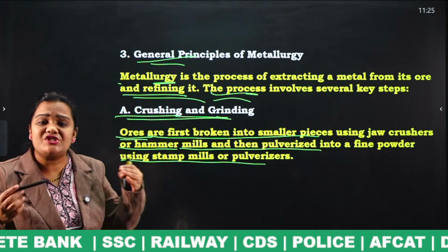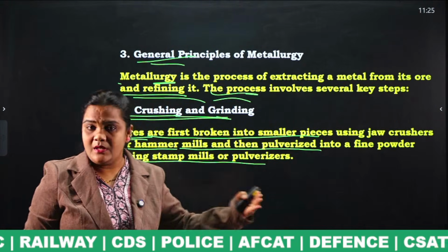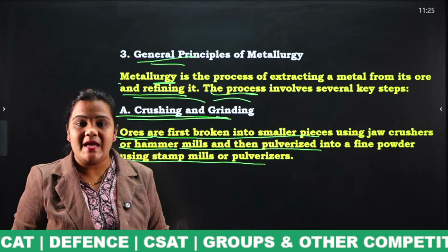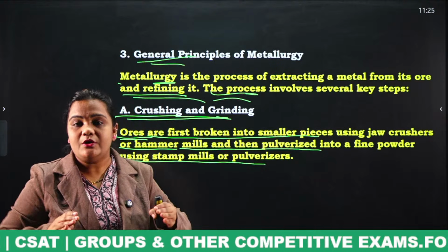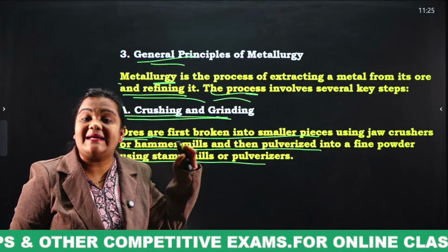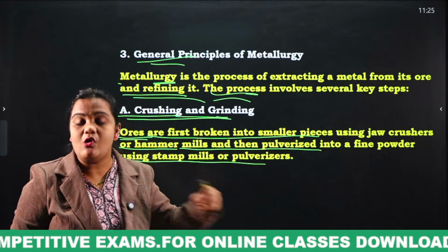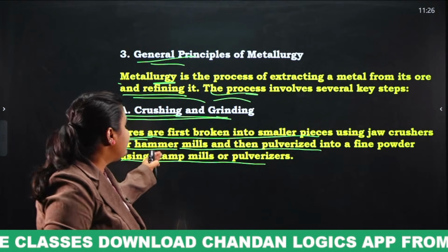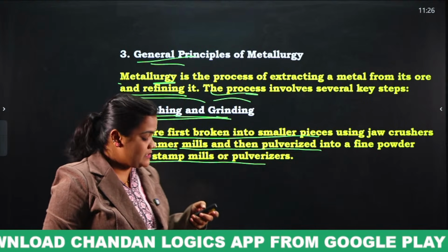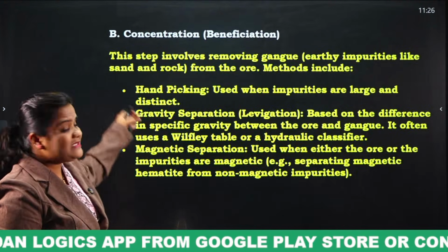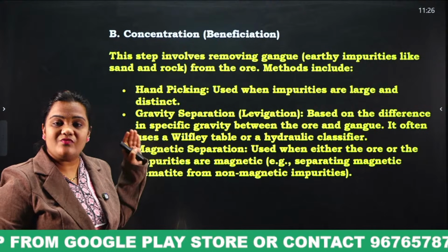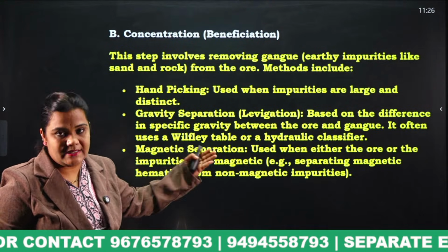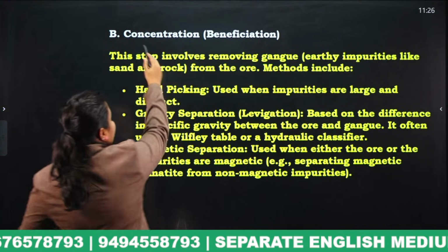How will we extract metals from minerals? At first, what will we do, students? We will crush the ores, and then we will make them into a powder using stamp mills or pulverizers. That is one of the processes to get metals from minerals. And the next thing is the concentration process.